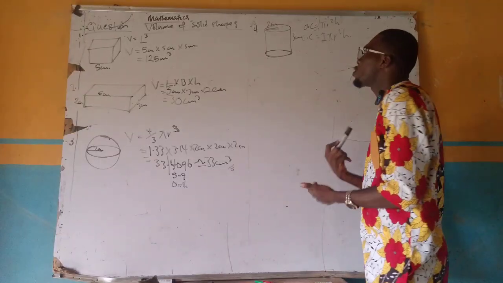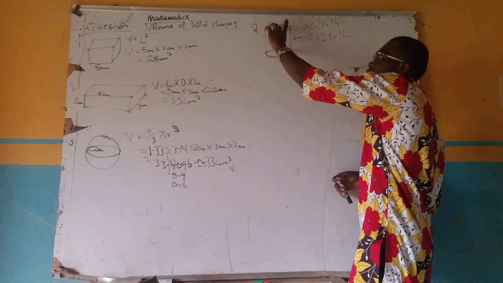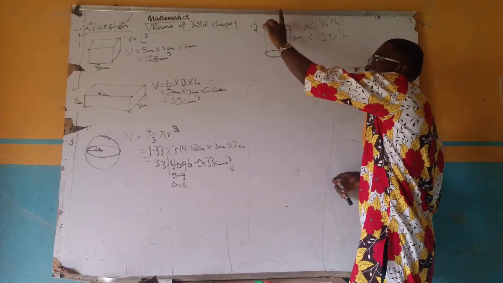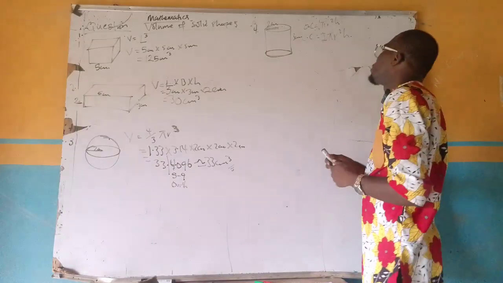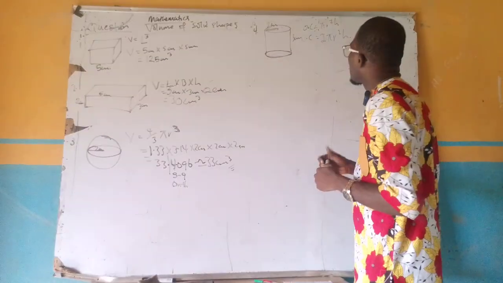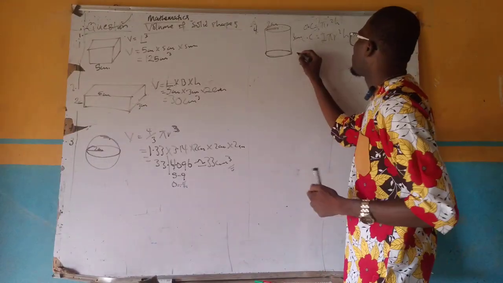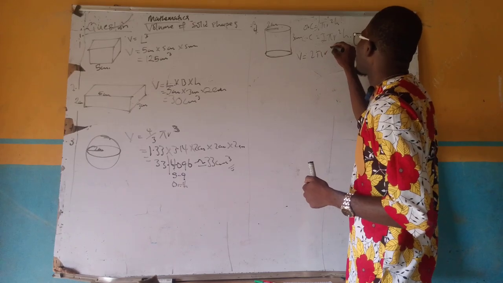For my own case, this is a closed cylinder because I put the value on top. That means I'm telling you that there's a cover on top, and obviously there's something under, holding the content. So we are going to use the second formula for this example. The volume is equal to 2 pi r squared h.